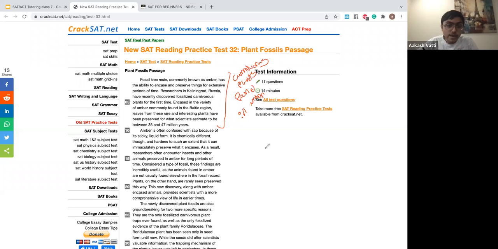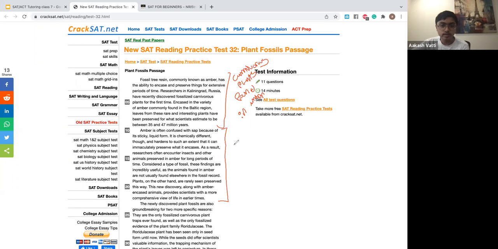Amber is often confused with sap because of its sticky liquid form. It is chemically different, though, and hardens to such an extent that it can immaculately preserve what it encases. As a result, researchers often encounter insects and other animals preserved in amber for long periods of time. Considered a type of fossil, these findings are incredibly useful, as animals found in amber are usually not found elsewhere in the fossil record. Plants, on the other hand, are rarely preserved this way. This new discovery, along with amber-encased animals, provides scientists with a more comprehensive view of life in earlier times.